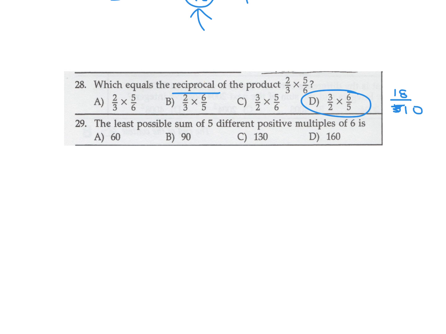The least possible sum of 5 different positive multiples of 6. So we want the least, so let's just get the least multiples of 6. That would be 6, 12, 18, 24, and 30. These are the smallest 5 multiples of 6, and when you add them up, you get 90, and therefore the answer to number 29 is B.